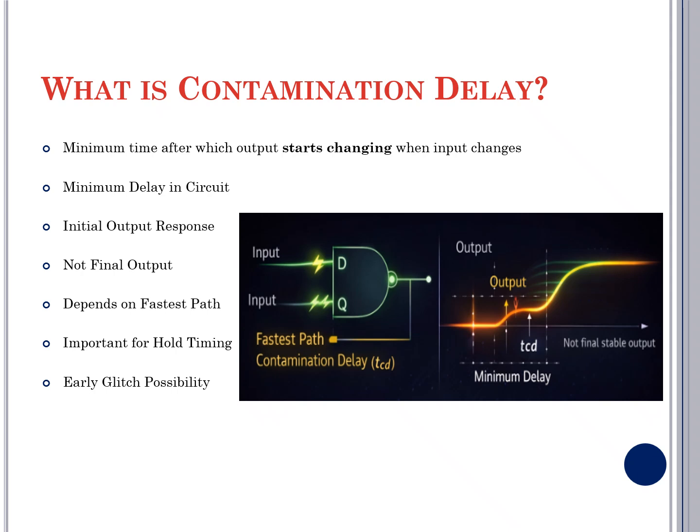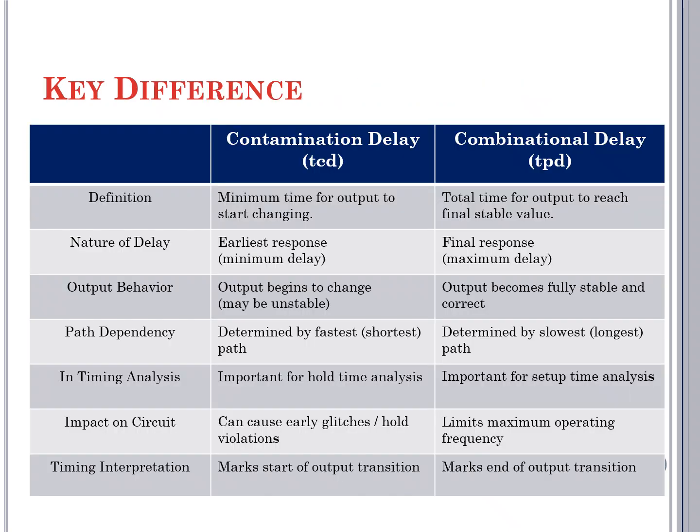In a timing path, contamination delay is equal to the earliest change and combinational delay is equal to the final stable output. Both are important for correct circuit operation. Contamination delay tells when output starts changing, not when it becomes stable. Now that we understand both delays, let's compare contamination delay and combinational delay side by side.